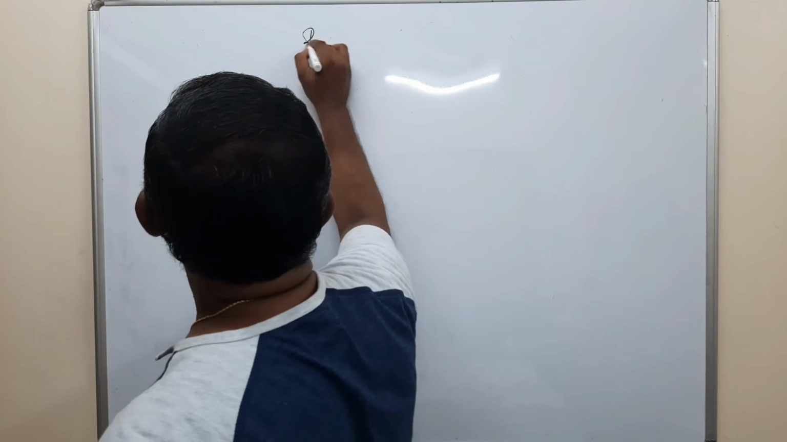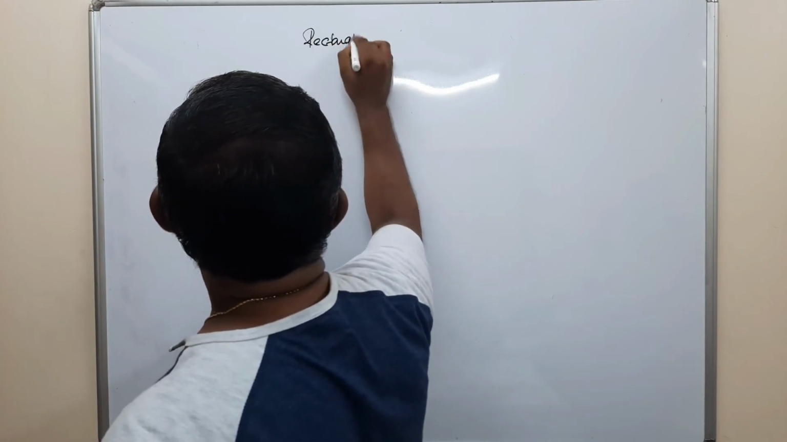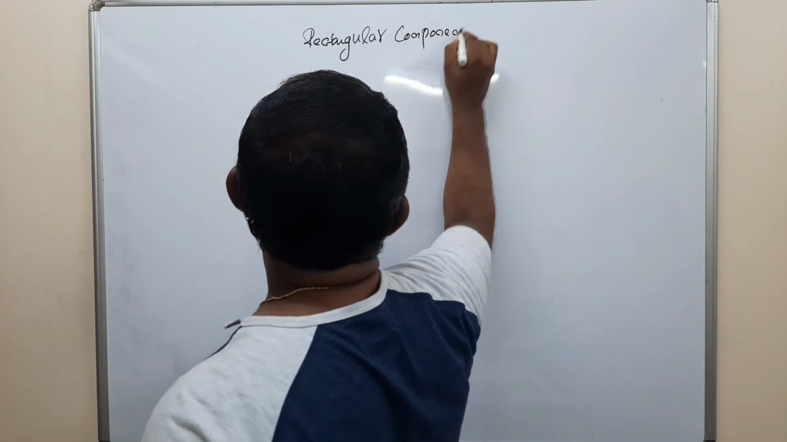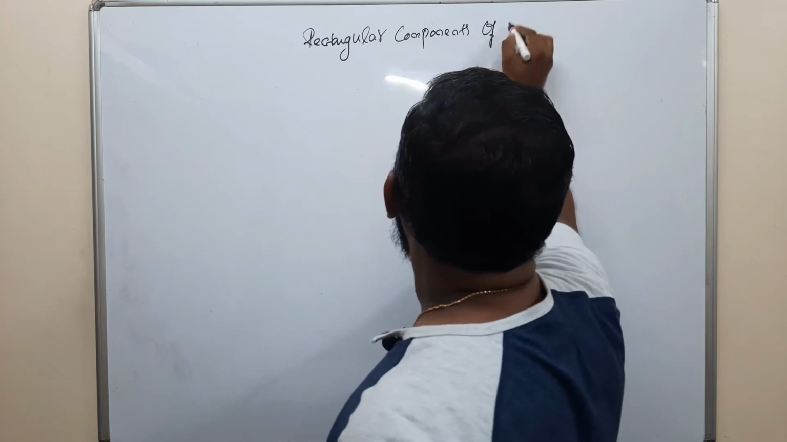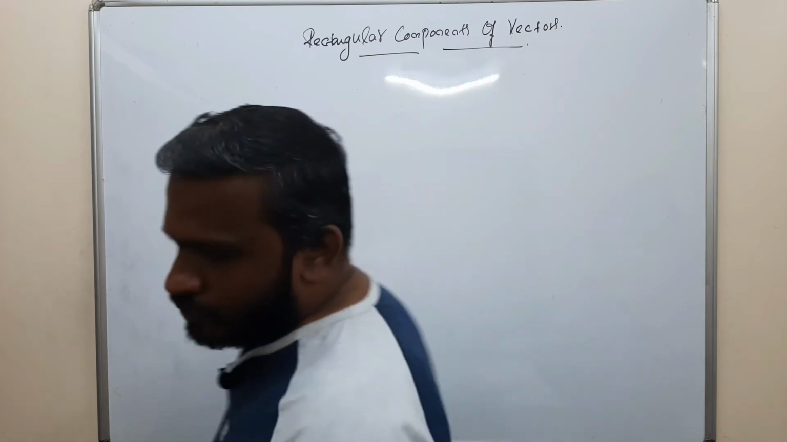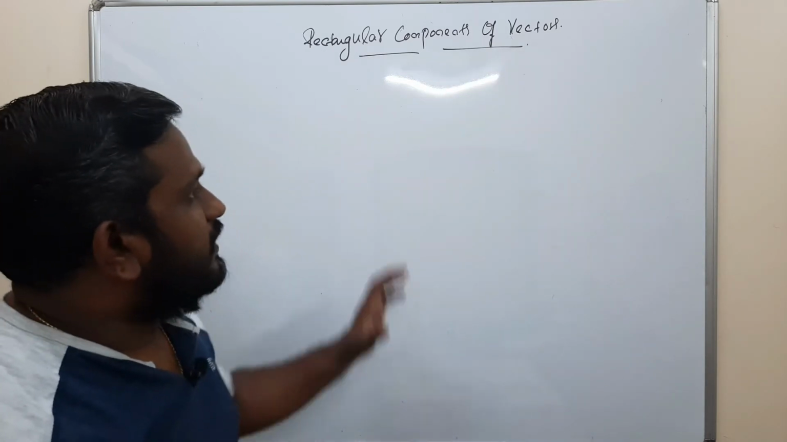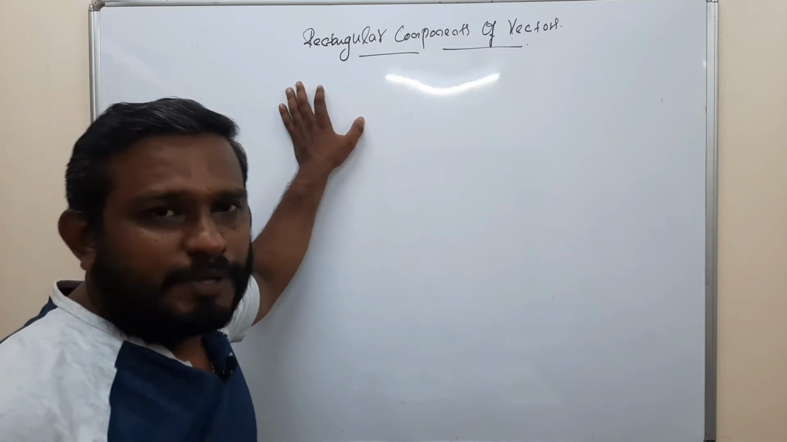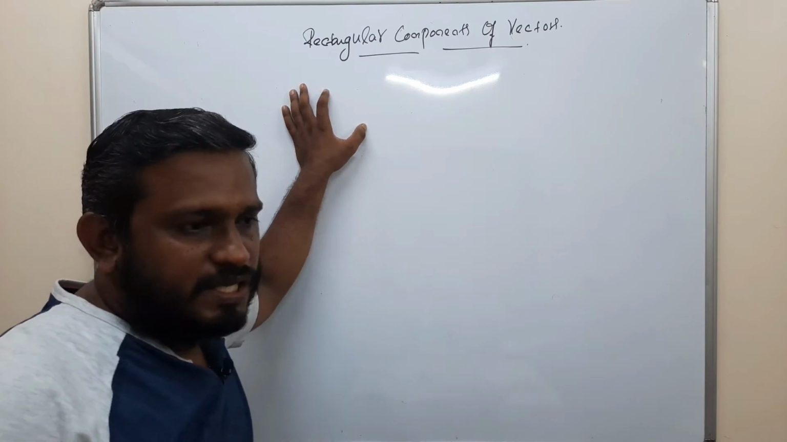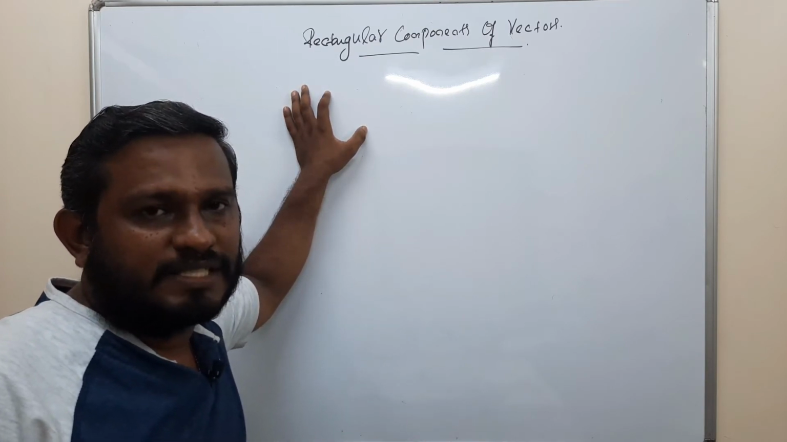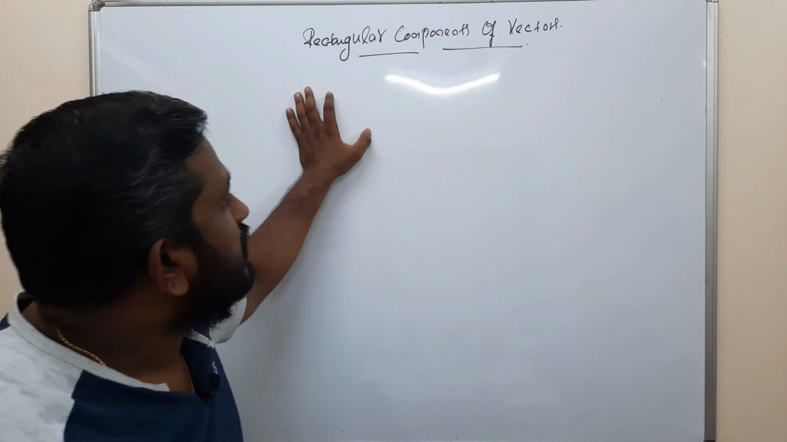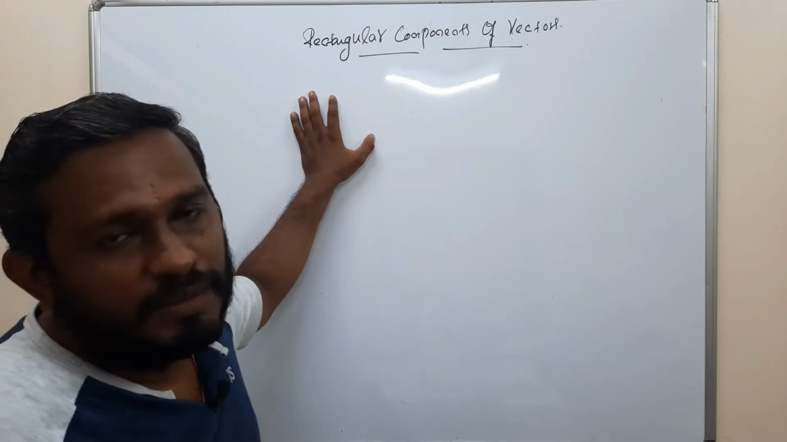Rectangular components of a vector. If a given vector is resolved into two mutually perpendicular directions, the components so obtained are called the rectangular components of a vector.